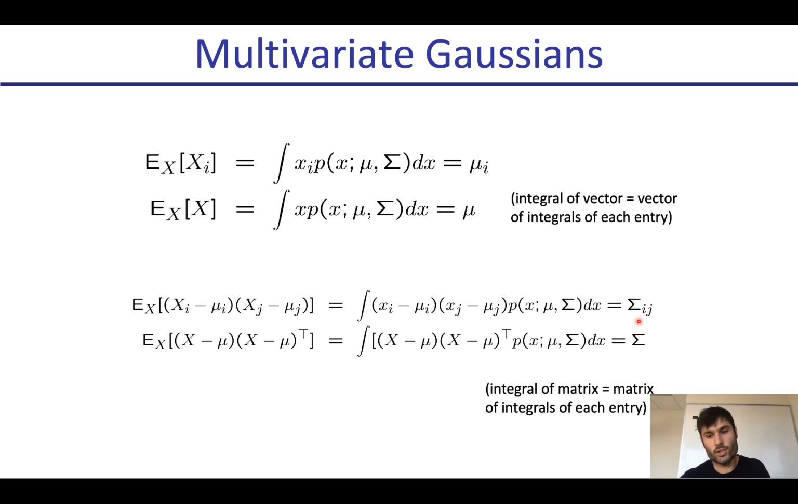For the matrix sigma, the component ij is the ij component of the covariance matrix. This is essentially the definition of the covariance: xi minus mu i times xj minus mu j. If you take the expectation of this multiplication, this is the covariance between these two random variables. And if we do the integral of that, we end up obtaining the ij component of the covariance matrix, the sigma matrix. And in the matrix notation, what this integral means is just doing the integral for each of the components of the matrix.